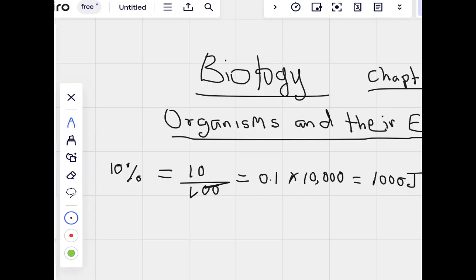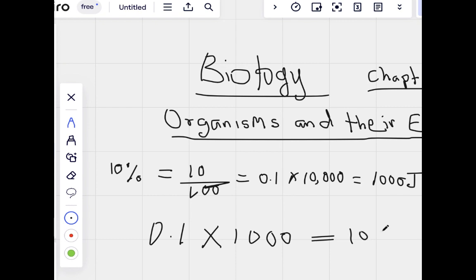So if we want to find the next one, we'll say 0.1 multiplied by now this 1000, not 10,000 again. If you had to multiply with 10,000, you would say 0.1 times 0.1 times 10,000, which is 0.01 times 10,000. But we can just say 0.1 times 1000 to get the energy for the secondary consumer. That will give us 100 joules.